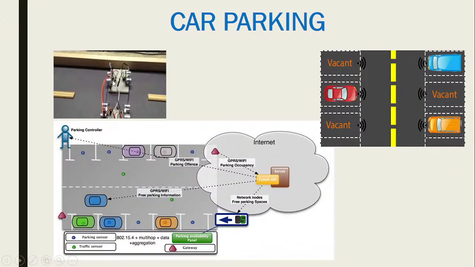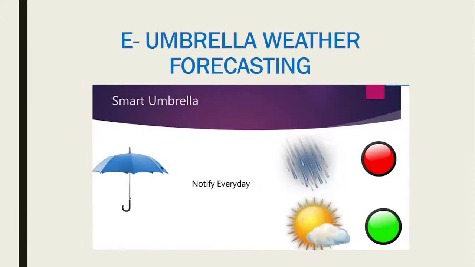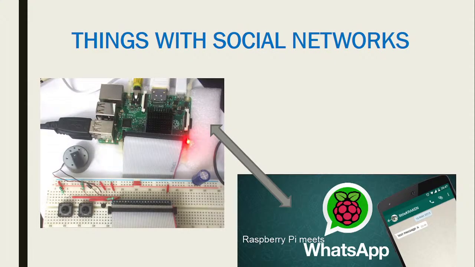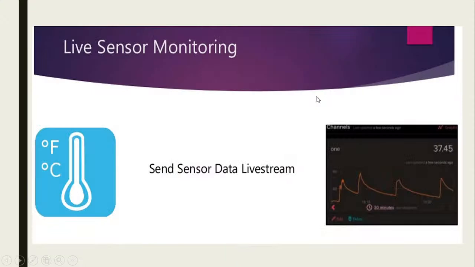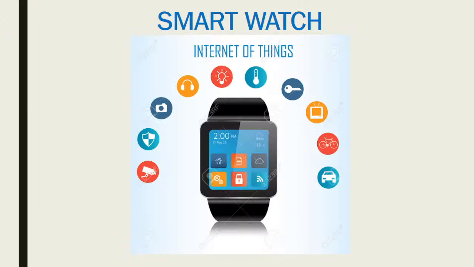This is a simple setup here with ultrasonic sensors. You can detect vehicles using ultrasonic sensors, or you can use cameras, IR sensors, any other kind of sensor, or a weight sensor to detect the car. Then smart home, an umbrella that can predict weather patterns, and things with the social network: you can connect your single board computer to any social network like WhatsApp or Telegram. Greenhouses, sensor data, live streaming, smartwatches. These are some examples.